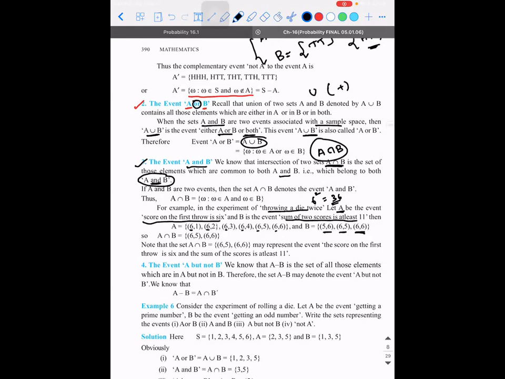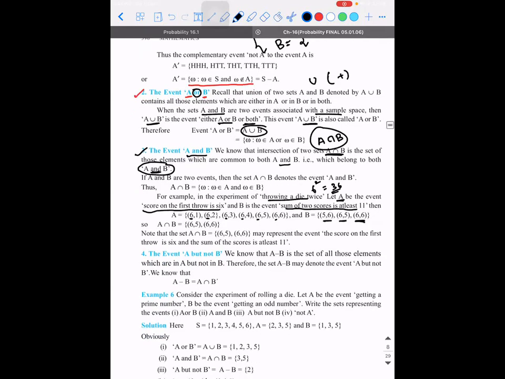Okay. Then if I ask you what is A intersection B? A intersection B mathematically means you will take the common elements between both. So what are the common elements you are able to see? 6, 5 and 6, 6. Are you guys able to understand? But let's try to put it in a statement and see. So 6, 5 and 6, 6 represents the combined event.